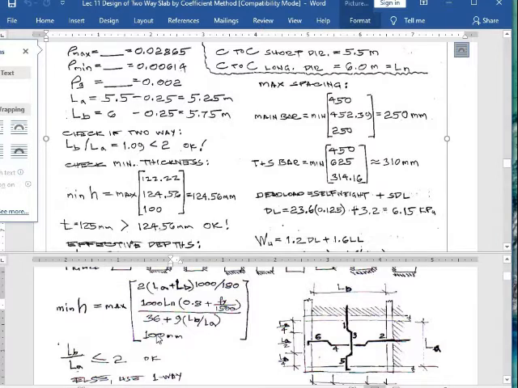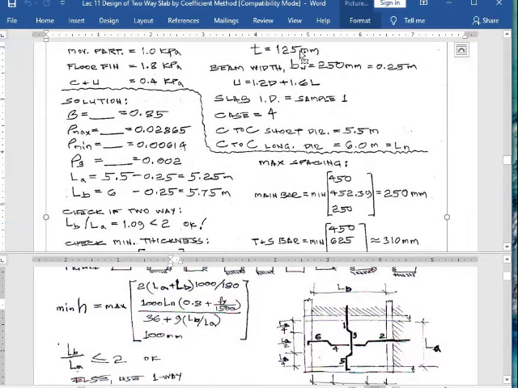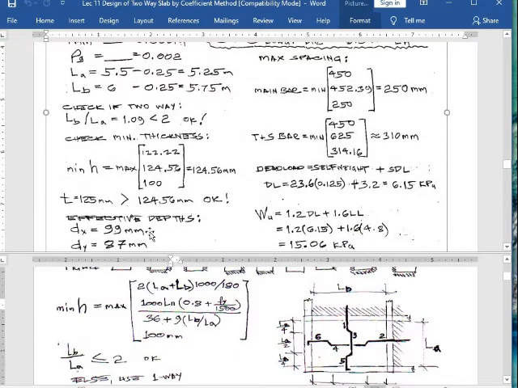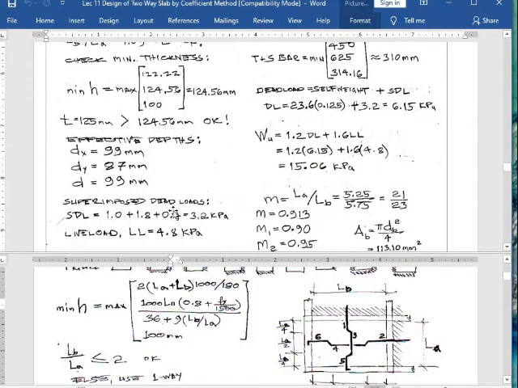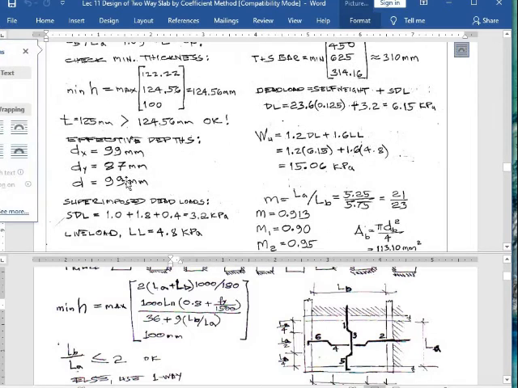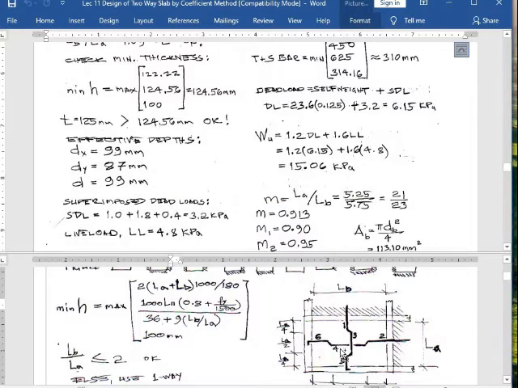Okay? So, sinali yan. 100 mm is 4 inches approximately. So, lumalabas na yung thickness natin na 125 is greater than the minimum. So, okay siya. Next is the effective depth. You have dx, dy, and d. Remember that dx is the effective depth of bottom bars, which is actually your bar number 4.